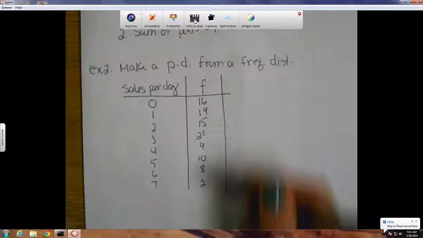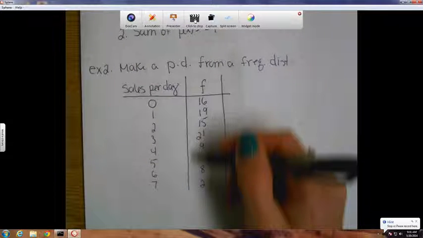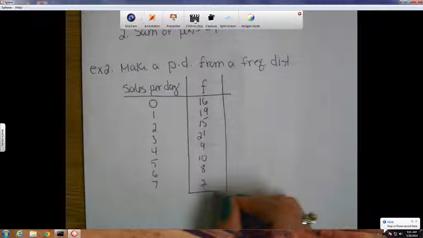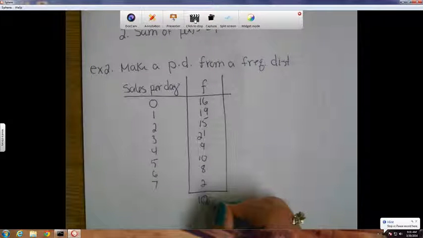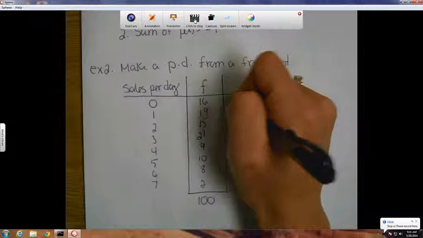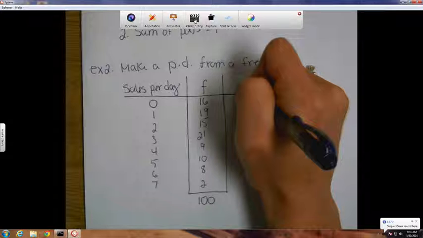Yeah, because you would add these up. Now they made this one easy enough because I said it was 100 days. So these frequencies here do add up to 100. Is that going to happen every single time? No. So you're going to have to sum up the frequencies. And then how do you turn that into a probability? This is what we did in the last chapter.